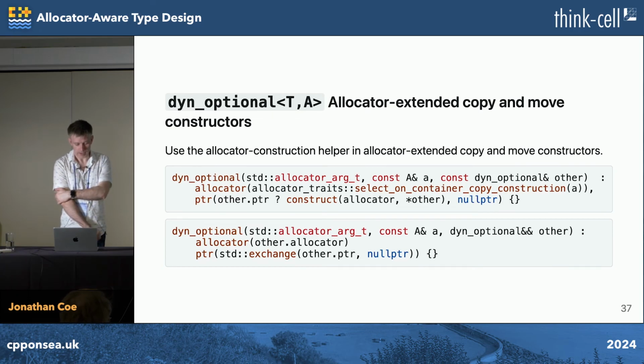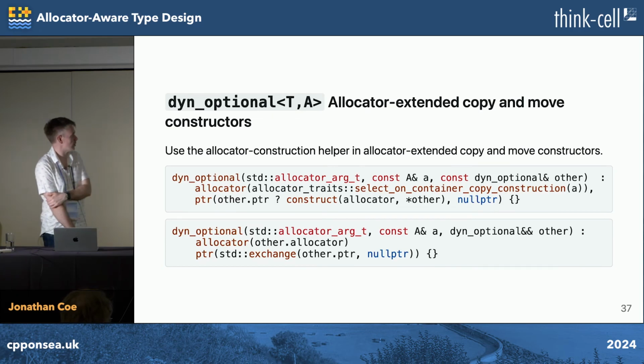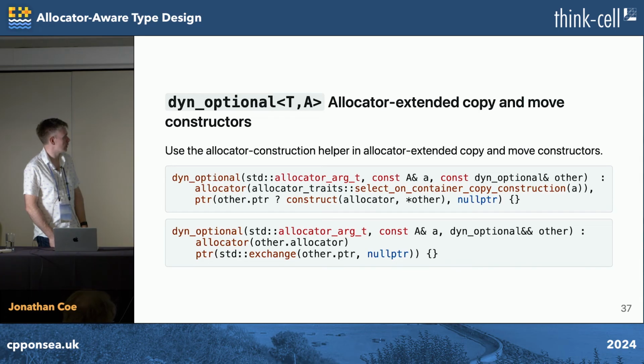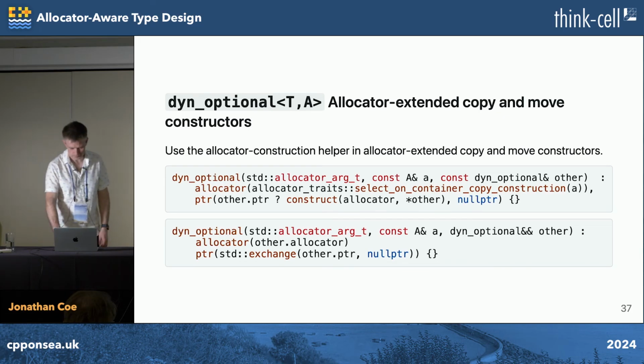We have allocator extended copy and move constructors. So this slide should contain a few surprises. It's pretty much the same as the previous one, but we're now passing in allocator_arg_t and an allocator, and then using that allocator to construct our allocator. And the same for the move.